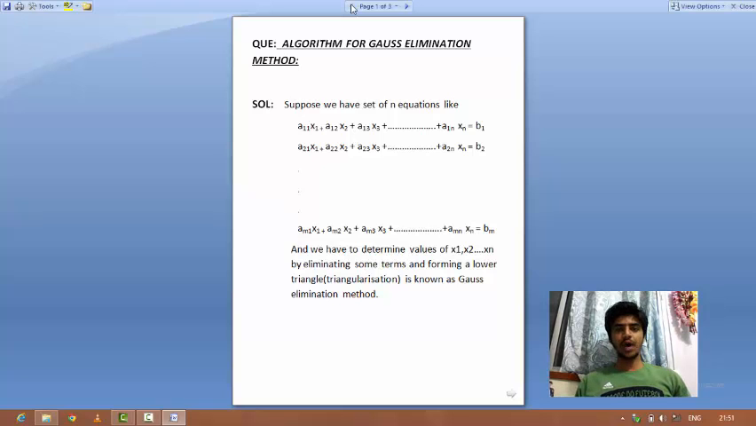Today in this video I will tell you about the Gauss elimination concept, that is a method that is used in numerical analysis and design to find the solution of a set of n equations. This method is basically a Gauss elimination method. Here on your screen you see there are n equations, and what we have to do is determine the values of x1, x2 up to xn by eliminating some terms and forming a lower triangle. That triangularization is known as the Gauss elimination method.